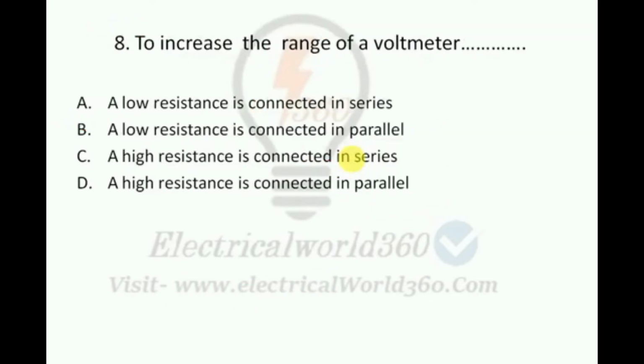Okay, so this is the question number 8. To increase the range of voltmeter, a low resistance is connected in series, a low resistance is connected in parallel, a high resistance is connected in series, a high resistance is connected in parallel. So here in this case the option number C is the right answer.